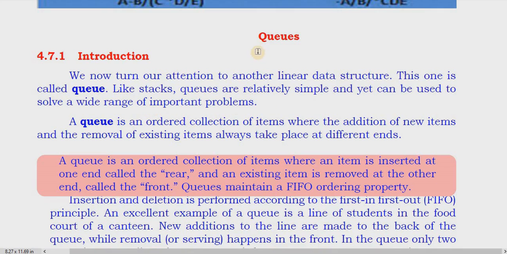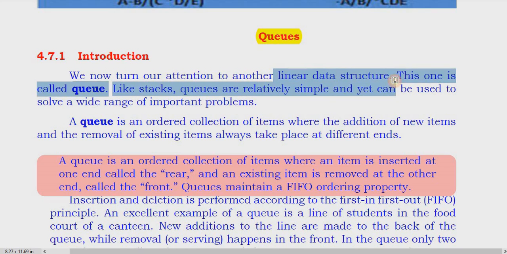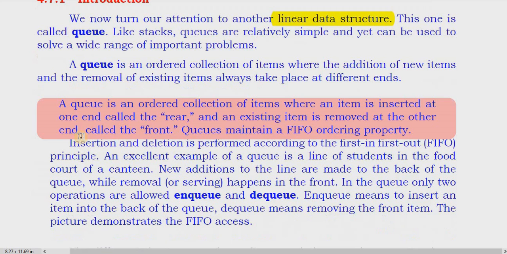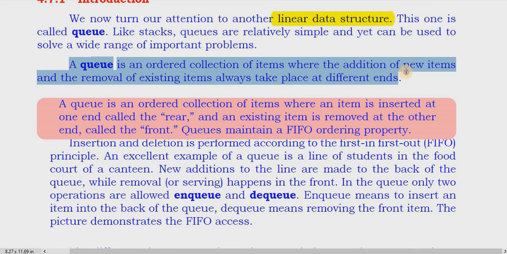Next important topic is queues. Queue you already know, queue means a line, like a line in banking or at railway ticket counters. So queue is also a data structure. A queue is a linear data structure. Here a definition is given: a queue is an ordered collection of items where addition of new items and removal of existing items always takes place at different ends.